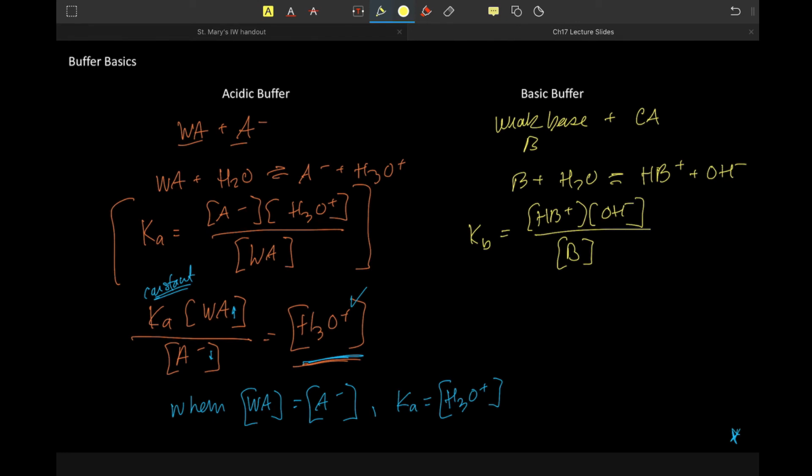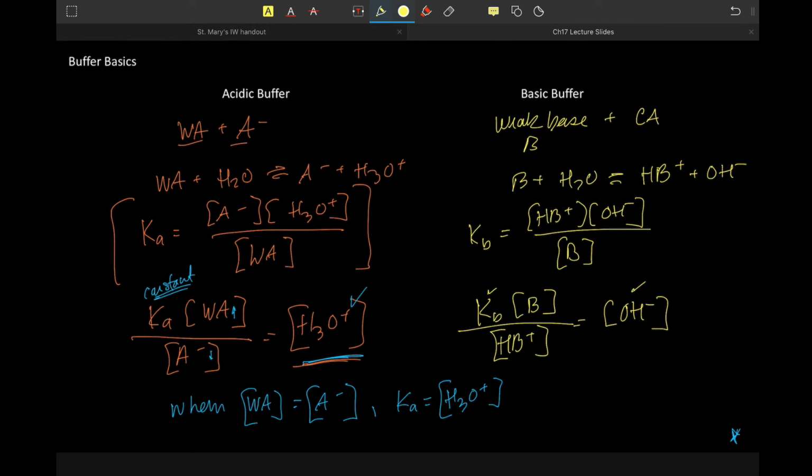And then we can do the exact same scenario, where I can say Kb times my initial base concentration over HB plus is equal to my hydroxide ion concentration, right? Which gives us the same scenario, where again, Kb is a constant. If my HB plus and my B are equal, or if my base and its conjugate concentrations are equal, then your Kb will reflect your hydroxide ion concentration. And again, as the ratio of B and HB plus do not change significantly, neither will the hydroxide ion concentration and neither will the pH, right?